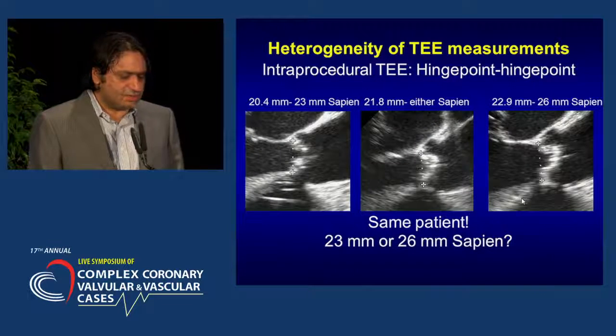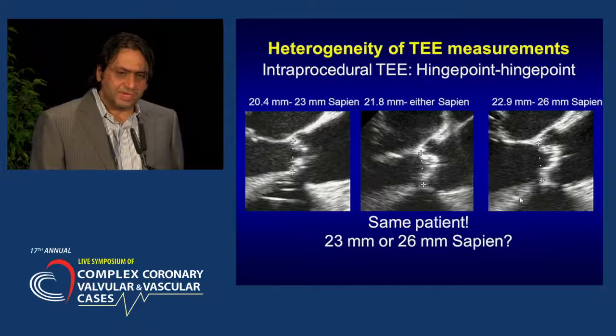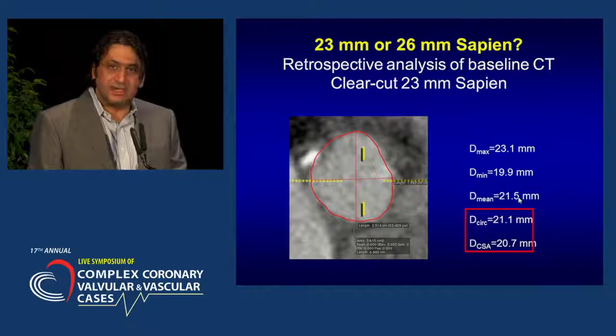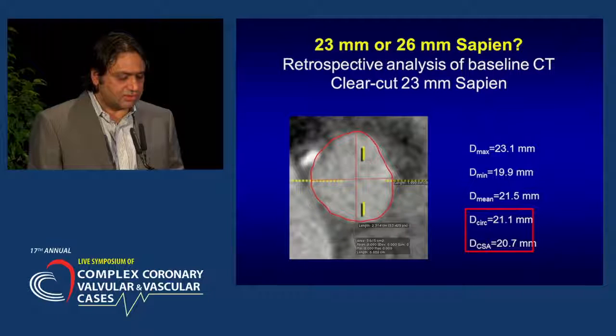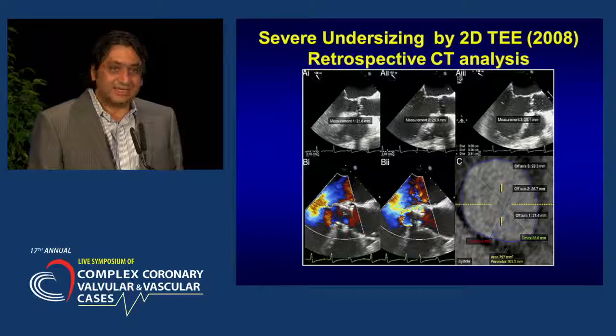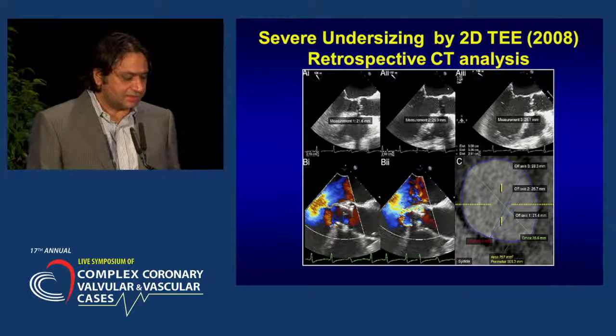And the same thing here, at times you tend to get different measurements in the same patient. In this particular case, we used a 23 millimeter valve. You could have gone either way. There was no paravalvular leak. And if you look at the CT here, it's clear that the cross-sectional area dictated that the mean measurements were about 20.7, so it was reasonable for a 23 millimeter valve. Here is a case that we did in 2008. So when we started looking at the CTs, we went and looked at the CT here.